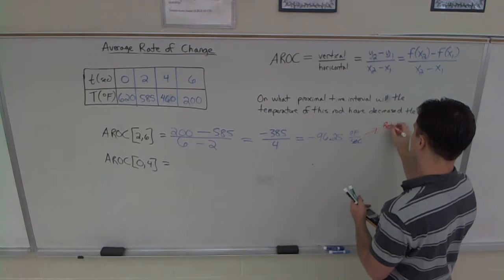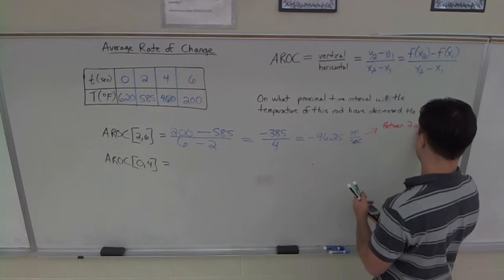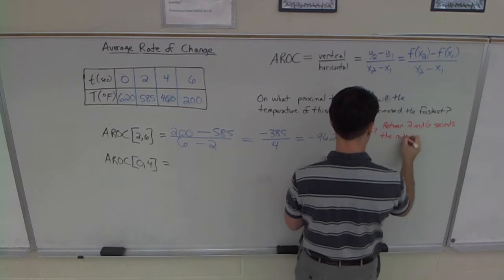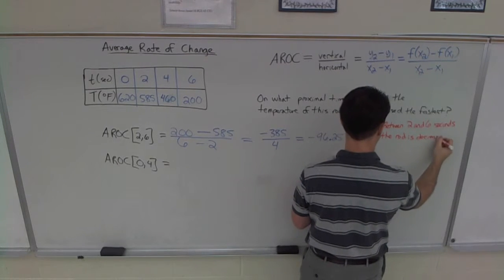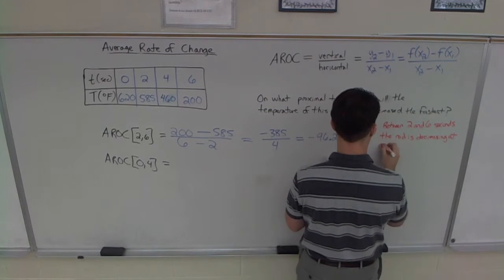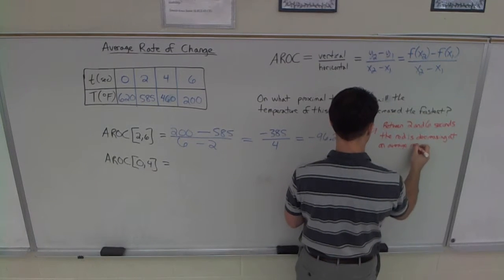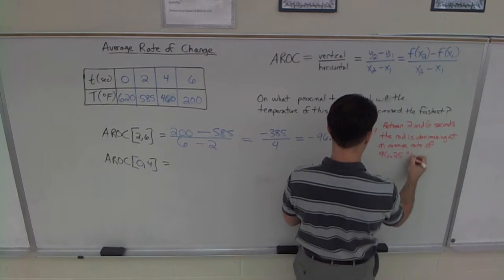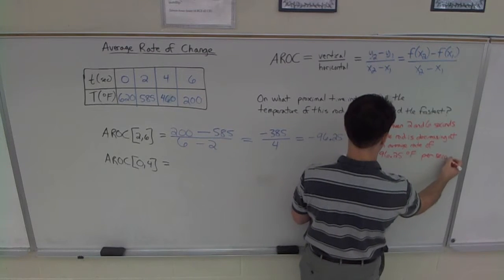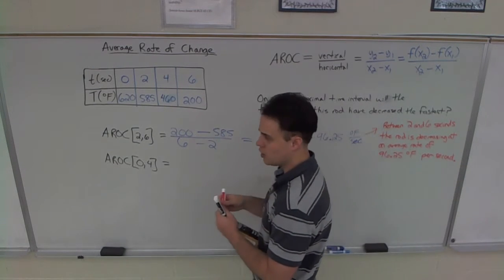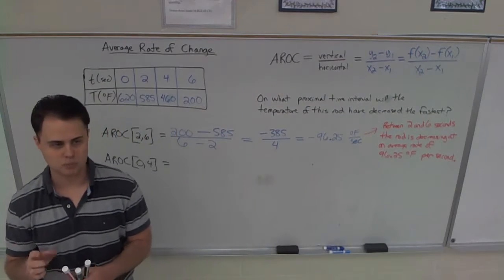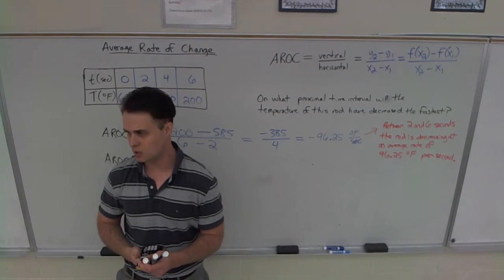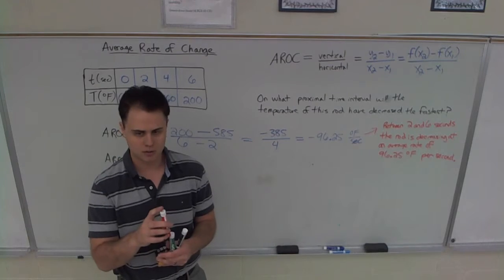So between 2 and 6 seconds, the rod is decreasing at an average rate of 96.25 degrees Fahrenheit per second. On your problems, I think I gave you 3 in this first assignment like this. I want you to pick one interval for each spot. I don't care which one, and I want you to write it out just like that. Okay, because that's what this really means. That's the way you should be thinking about it. It's very precise.